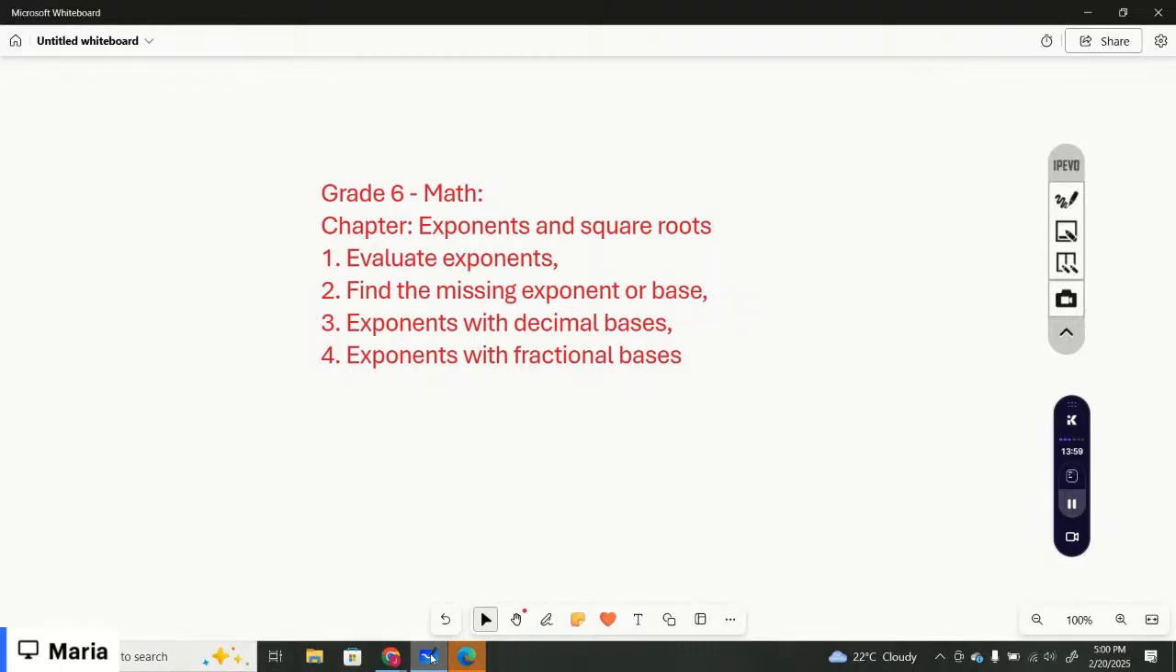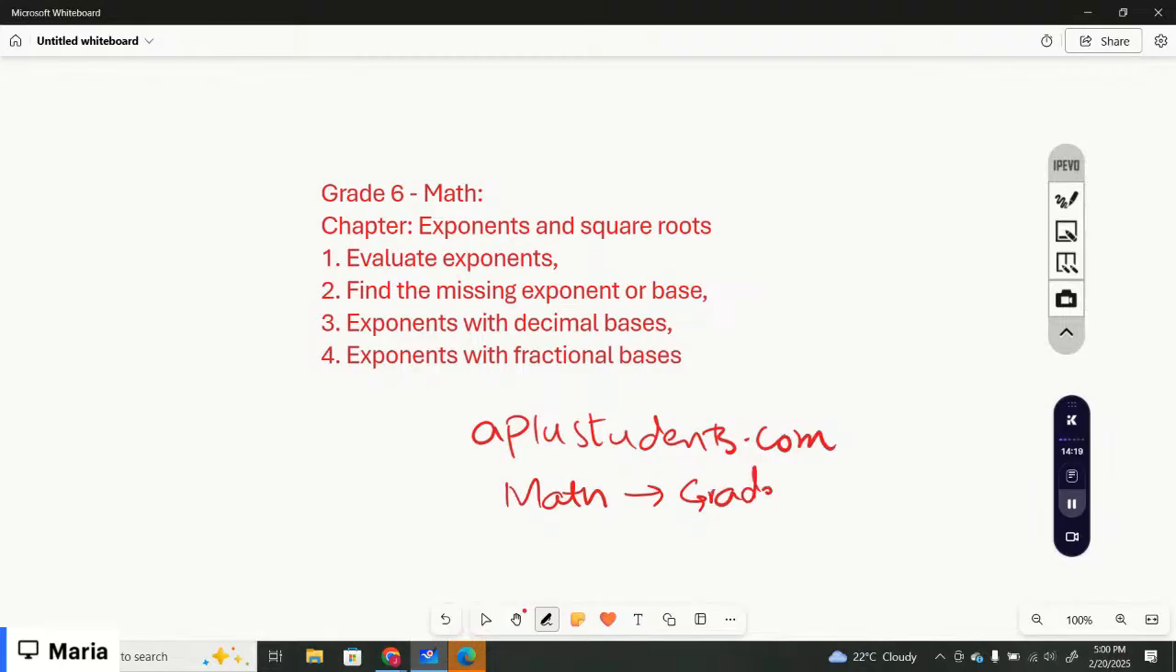We are here for grade 6 math. You can find all the lessons on aplusstudents.com. You have to log in there using your email address and password provided by the administrator. Then you have to select math from the subject tab. Scroll down to grade 6 math and then click on view all lessons.